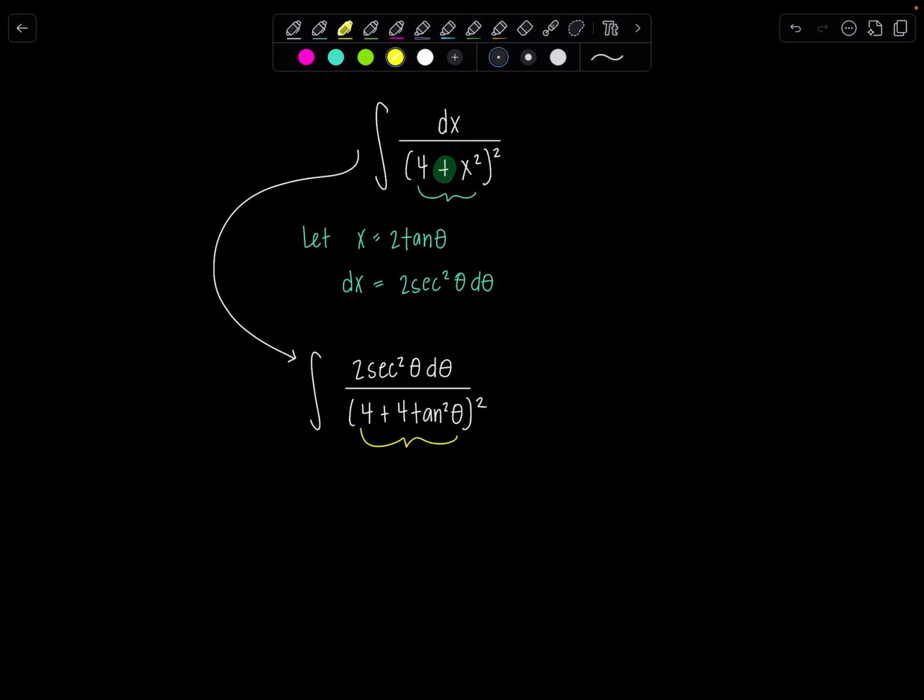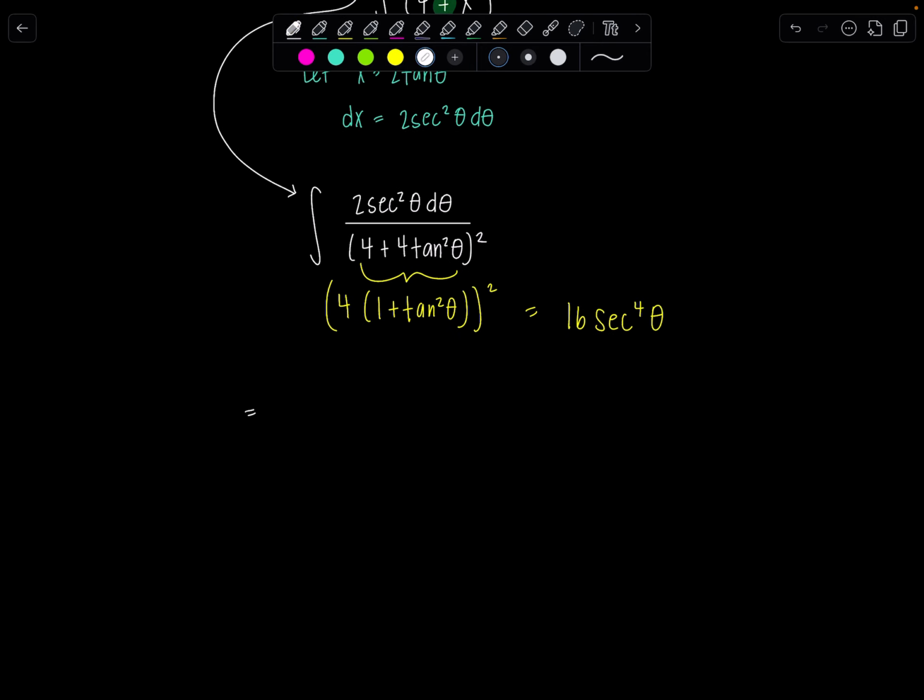Remember, the whole point of doing Trig Sub is that we can use our Pythagorean identities to replace and clean up the integrand. So if I take this 4 out, then I have 1 plus tan squared theta, and all of this is squared. So in the denominator, really, I have 16, because that exponent, that 2 right here, distributes to the 4. This is secant squared theta, and then it's squared again, so then it's secant to the 4th theta. All right, so let's put that all together.